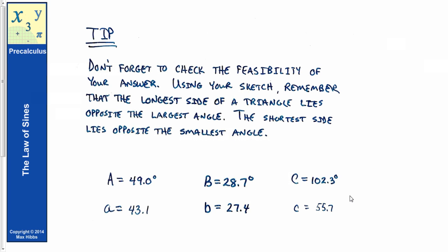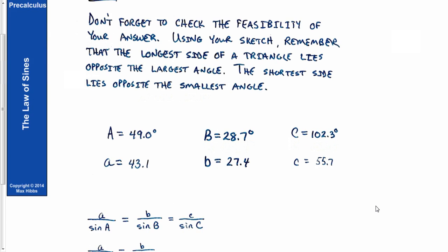Let me make a couple of points, and this is really what I just said. Don't forget to check the feasibility of your answer. Using your sketch, remember that the longest side of a triangle lies opposite the largest angle, and the shortest side lies opposite the smallest angle. Here's the largest angle, and here's its side that's larger than the other two. Here's the smallest angle. This is its side. It's smaller than the other two. Okay, keep that in mind.